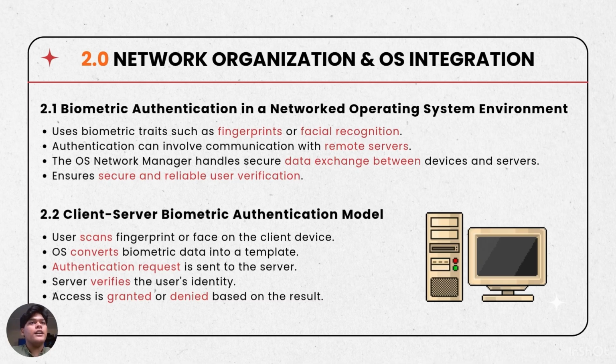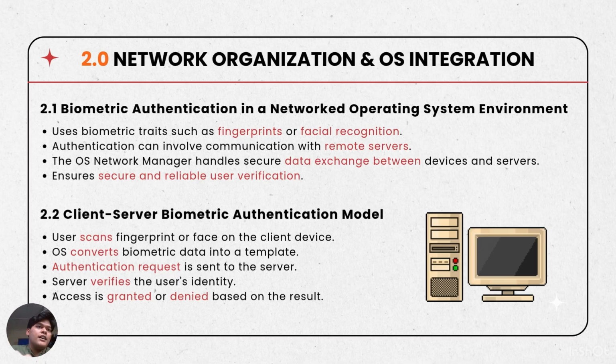Next, 2.2, the client-server biometric authentication model. Let's break this down into a simple 5-step model. Your trait is captured on the client device, and the local OS converts it into a template. Next, it sends an authentication request to the server, and lastly the server verifies it, whether access is either granted or denied.